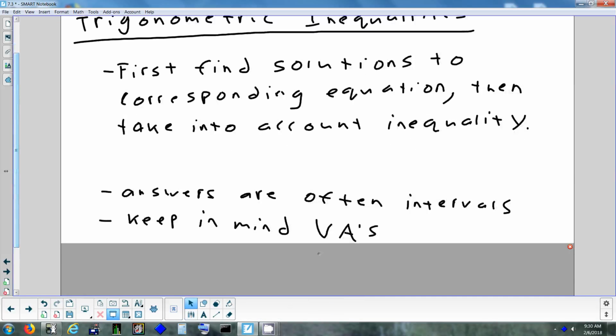Okay, also, we have to keep in mind vertical asymptotes. Because if you have a graph that has a vertical asymptote in it, you have to be careful when you write your interval. A vertical asymptote is always going to break what you would want to be continuous into 2 separate intervals. You cannot have an interval that spans an asymptote. It has to stop at the asymptote, and then it can start again on the other side of the asymptote. But it can't just go through it continuously.